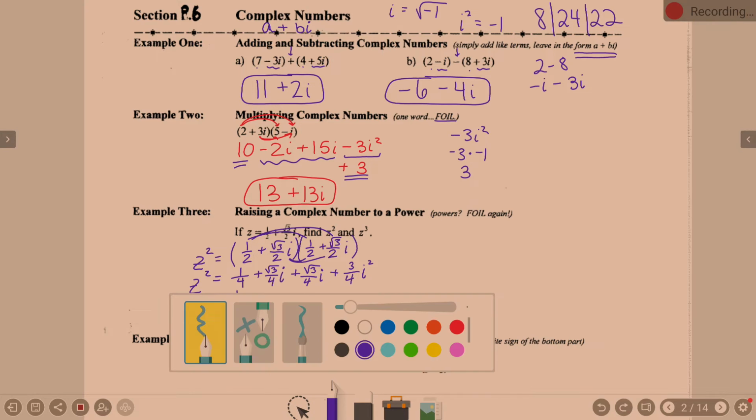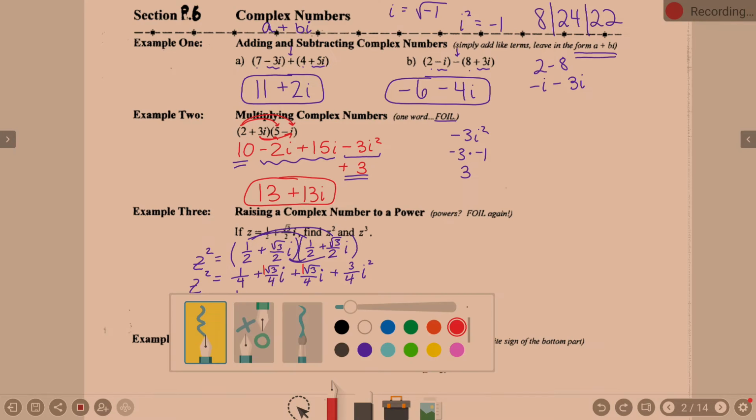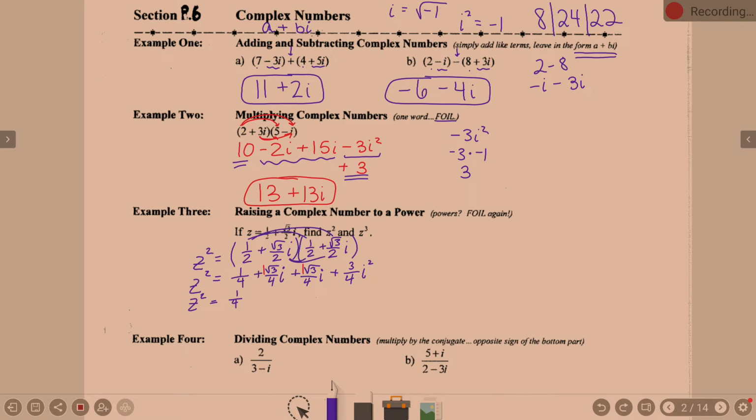Now, when we talk about square root of 3 over 4 i plus square root of 3 over 4 i, hopefully you can at least identify those as like terms? You may not know how to add them, but they're like terms, yes? They both have the radical 3, and they both have an i. What I'm going to suggest is you envision a 1 in front of each of those. So think of it as adding 1/4 square root of 3 i plus 1/4 square root of 3 i.